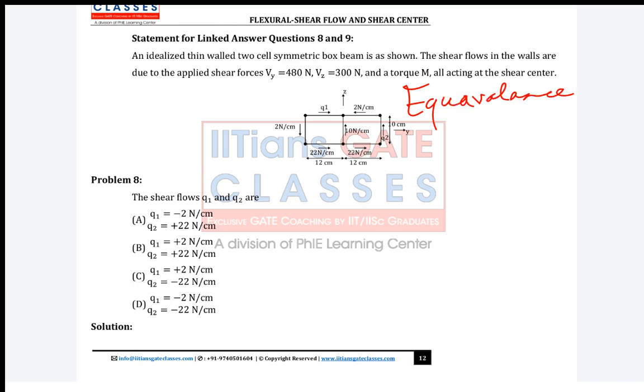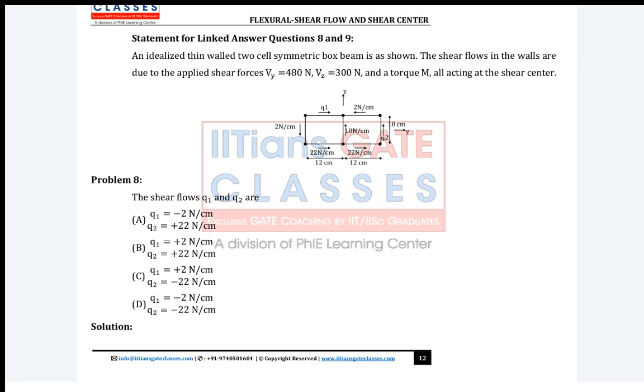No formula is required for this question. It's only equivalence. Have you solved it, Rangarasu? Are you there? Solve this. Did you solve this question? Okay, no problem. We will solve.